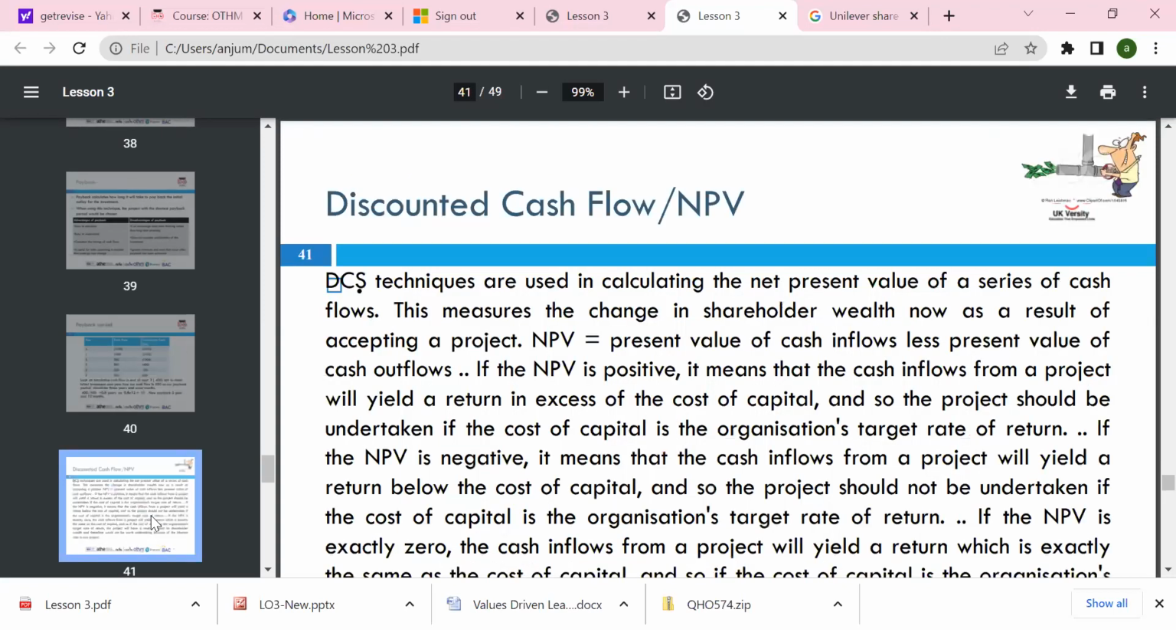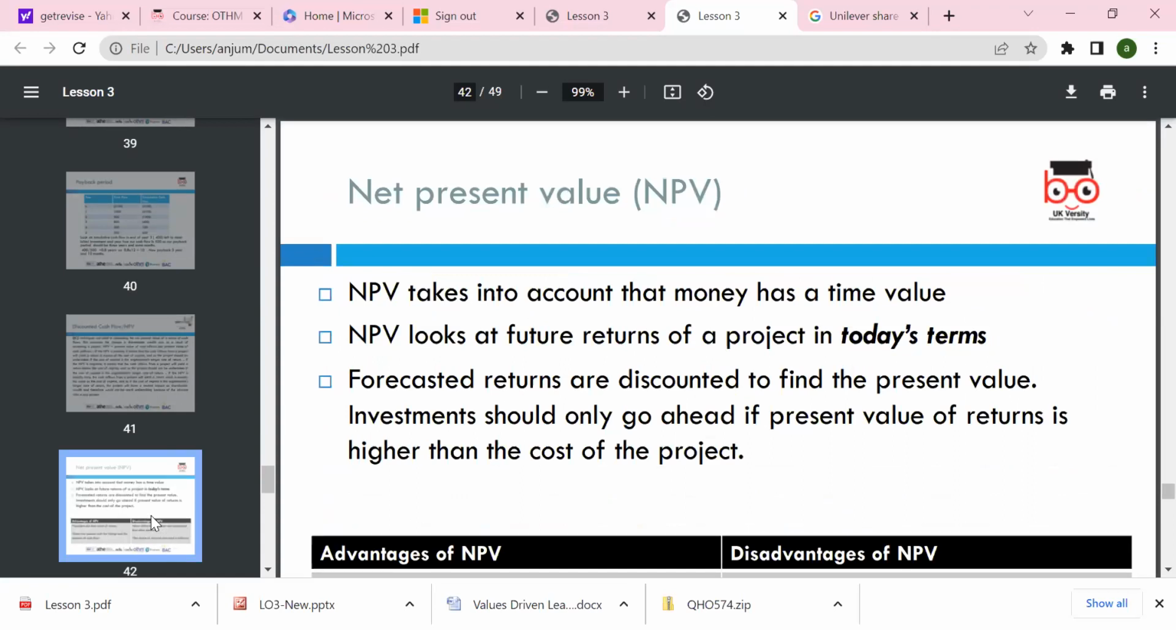Okay. Then discounted payback. The word discounted means that £10 today is worth more than the £10 you will get back in future years. So the value of money will drop, depreciate. We're not looking in terms of foreign currency, but in the real world, the value of money drops. So that's what we call NPV, net present value, which takes into account the time value of money. NPV takes future returns, forecasts them, and discounts them to find the present value. An investment should go ahead if the present value of the return is higher than the cost.